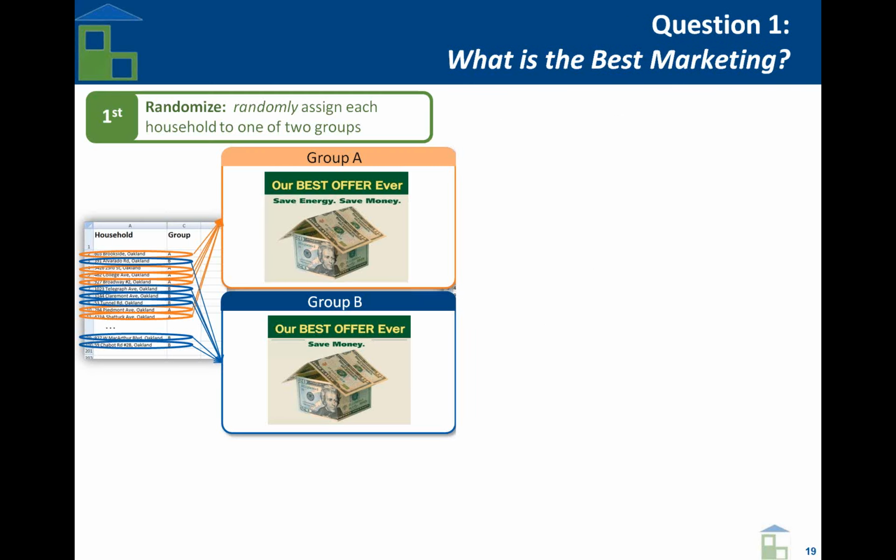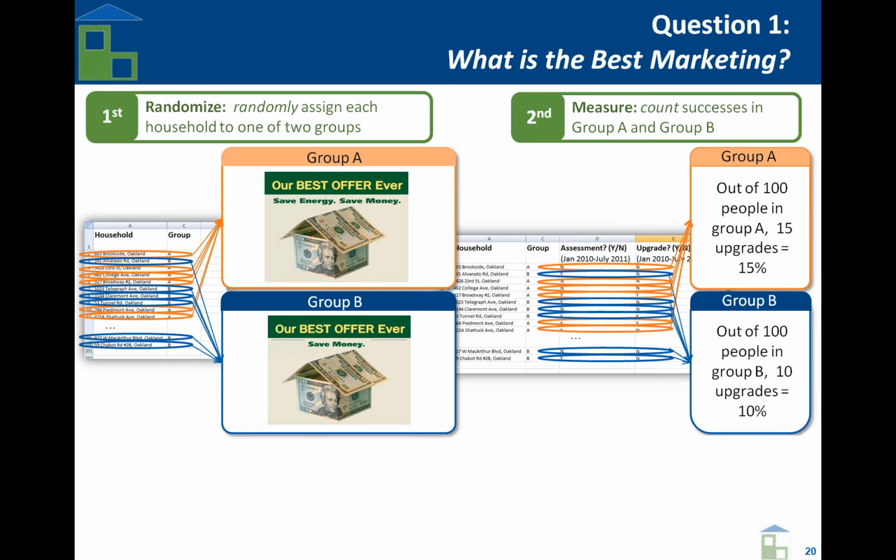Okay, so suppose that you wanted to test whether it's better to send people letters that say save energy and save money, or whether it's better to just focus on the money part and just say save money. Okay, so step one is to get your randomly assigned groups A and B, and then give group A one type of letter and give group B the other type of letter.